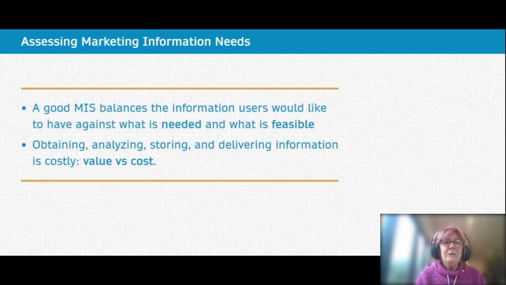And of course, for a small business, that decision is going to reflect a much smaller market information collection than it is for a bigger business that has a much bigger budget.